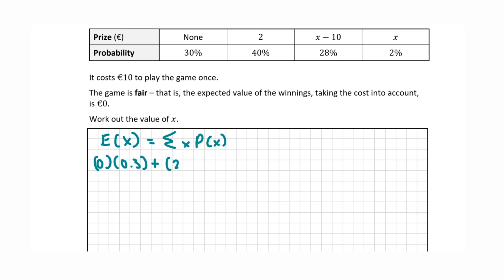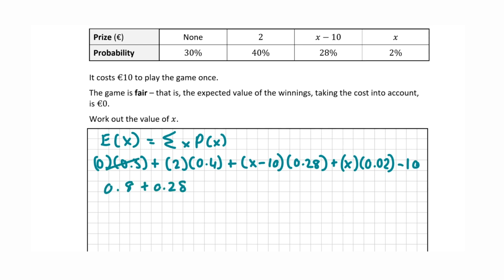The second prize is 2. Probability of winning that is 0.4. Then the third prize is x minus 10, and then we're going to multiply that by 0.28. And then we have x by 0.02. And now we can't forget to take away our cost of entering the game. So that's going to be minus 10. So now we just need to go ahead and multiply this all out.